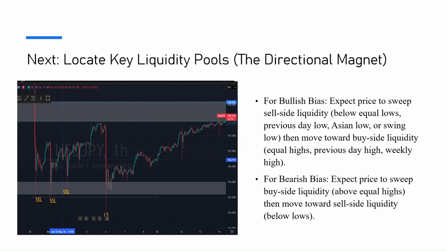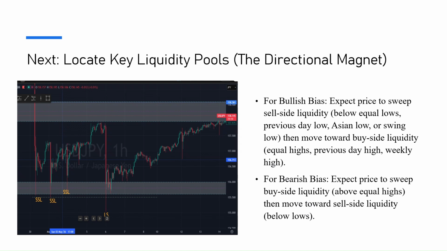Next, you have to start looking to locate where key liquidity pools are. This area is what smart money uses in order to exit their trade and enter a new trade. So what do I mean? In this chart you can see, and I will also show a practical aspect of this after this video, when we identified in the previous one that the market was in a bullish scenario, the next question is, where can we locate the liquidity pools?